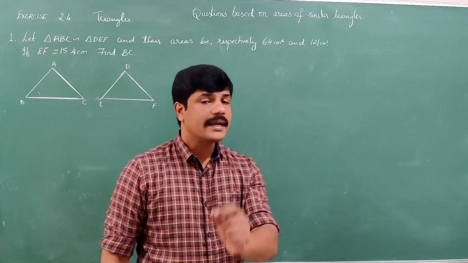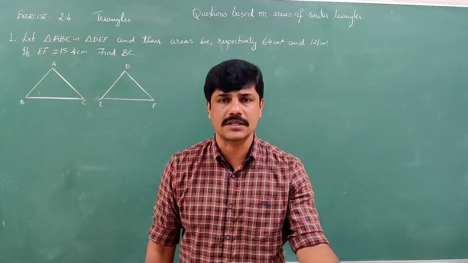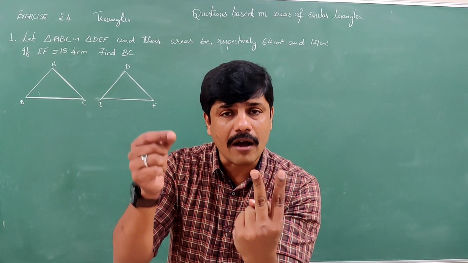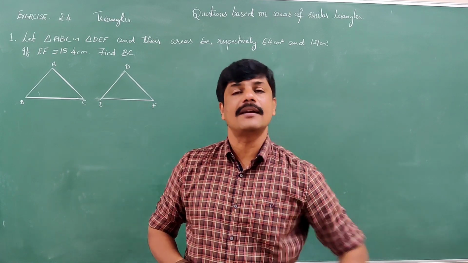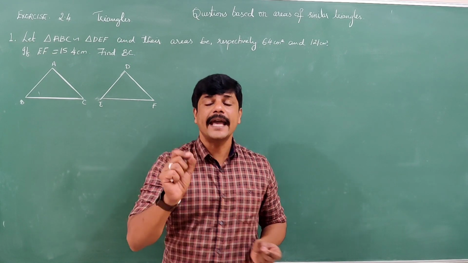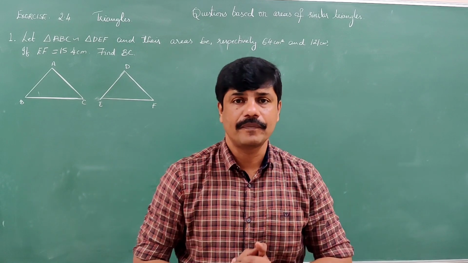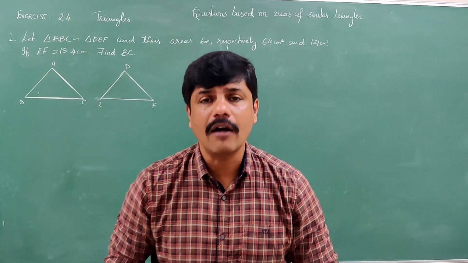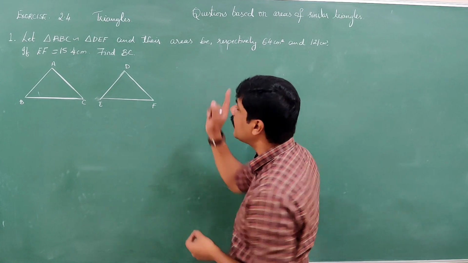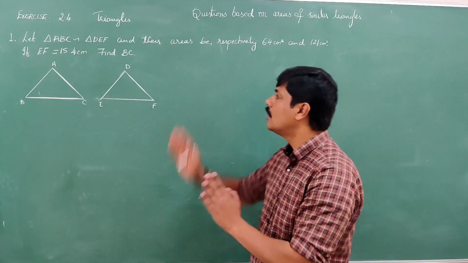What does it state? It states that the ratio of the areas of two similar triangles is equal to the square of the ratio of their corresponding sides. This theorem we are going to apply to solve this problem. So this is the basic need you should have to solve this problem.